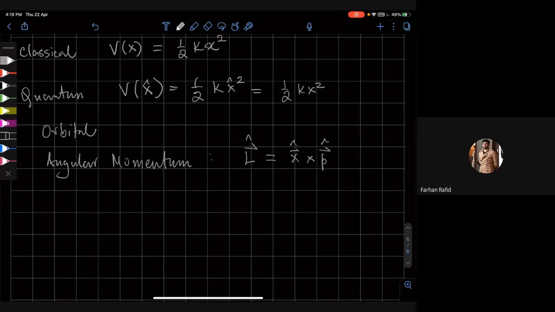Will that be the energy operator? We already know what the energy operator is.